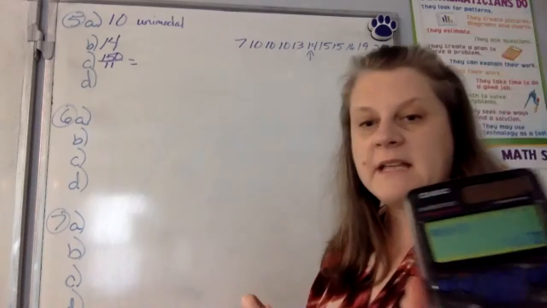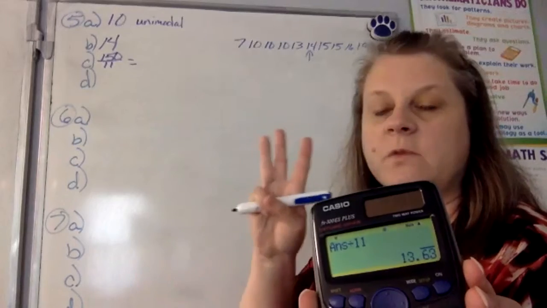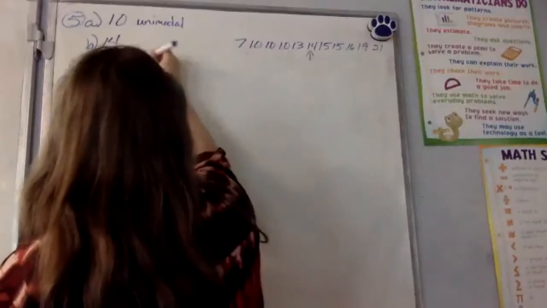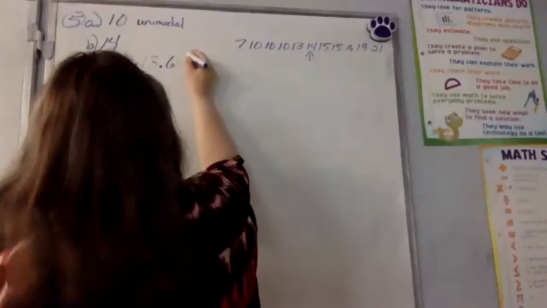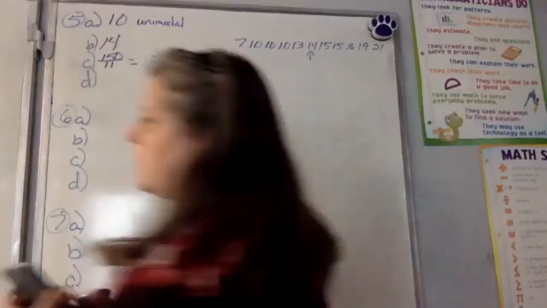It's a repeating decimal. So you have to remember what I said in the directions. It wants 3 decimal places. So you would have 13.63, and then it's got the bar over both. So the next number would be a 6 again.